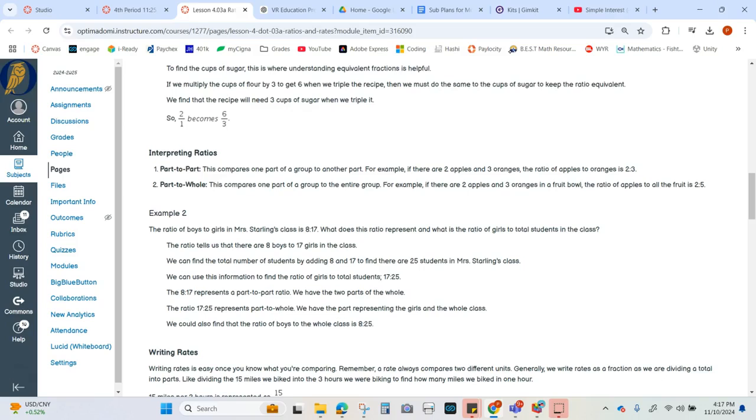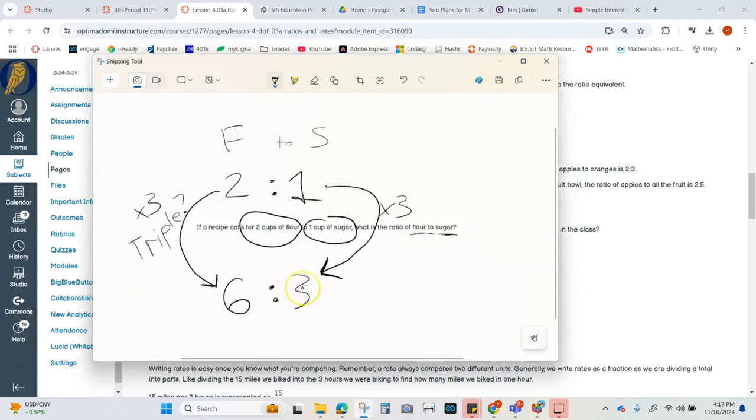Is it a part-to-part ratio question or parts to whole? Are you trying to see what's the ratio of boys to girls, or what's the ratio of boys to the whole class? That's kind of what this example is talking about. And let's work through that.